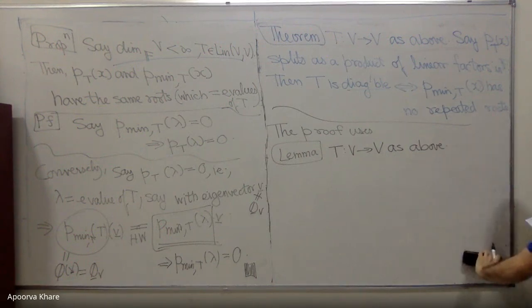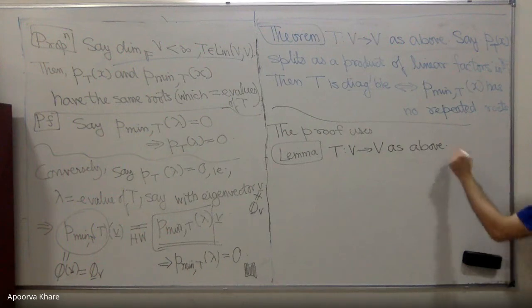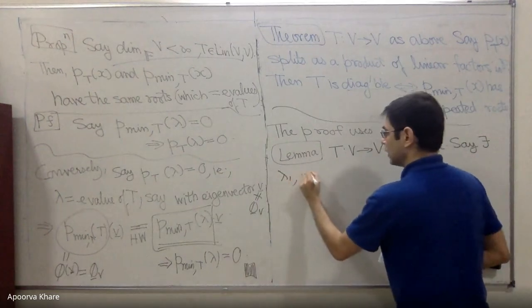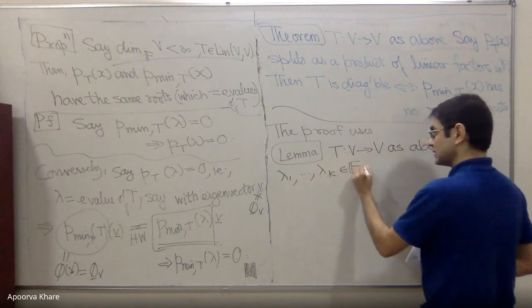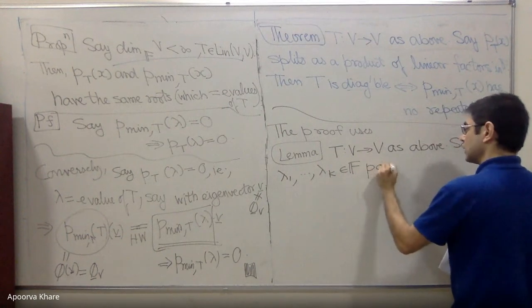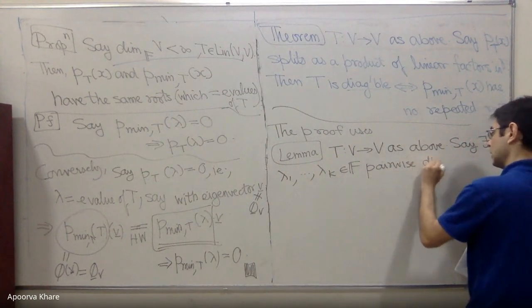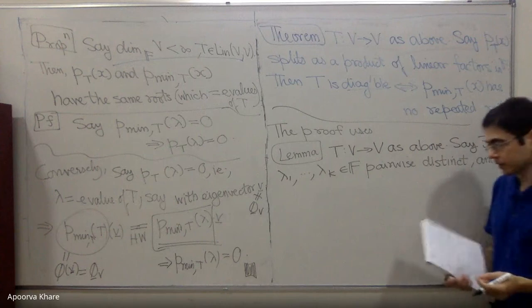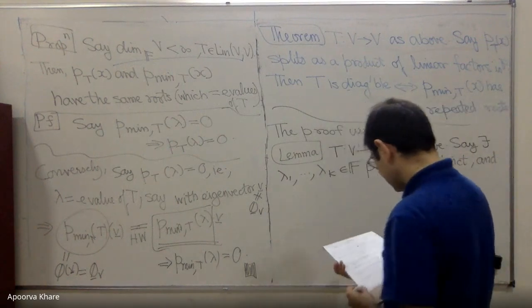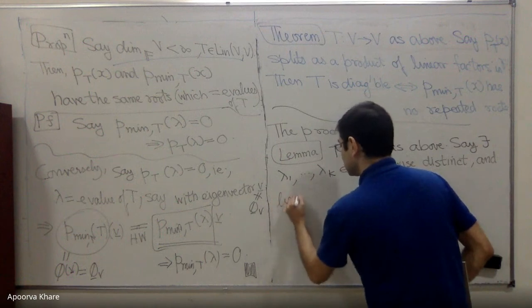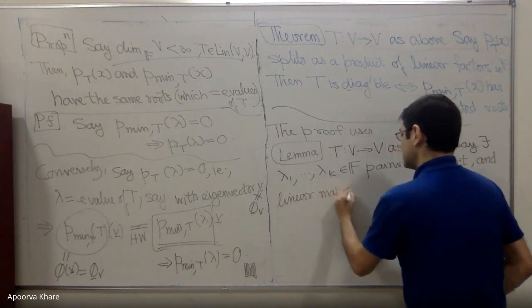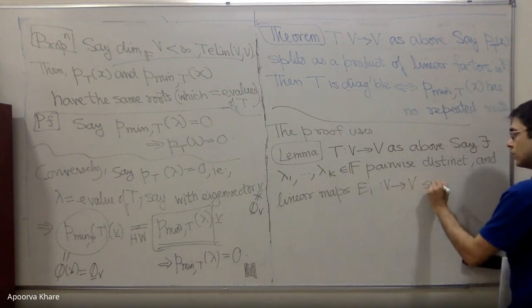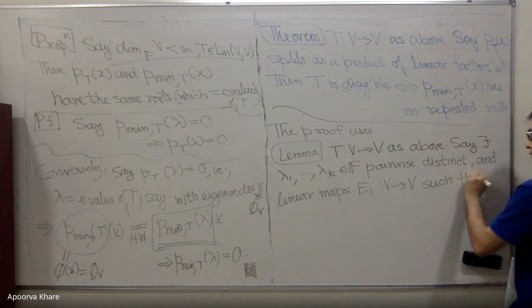Okay, so suppose there exist pairwise distinct eigenvalues, say lambda 1 through lambda k in F, pairwise distinct. And what one calls projection operators, so idempotent operators, basically linear maps E1, E2, through Ek from V to V, satisfying three conditions.